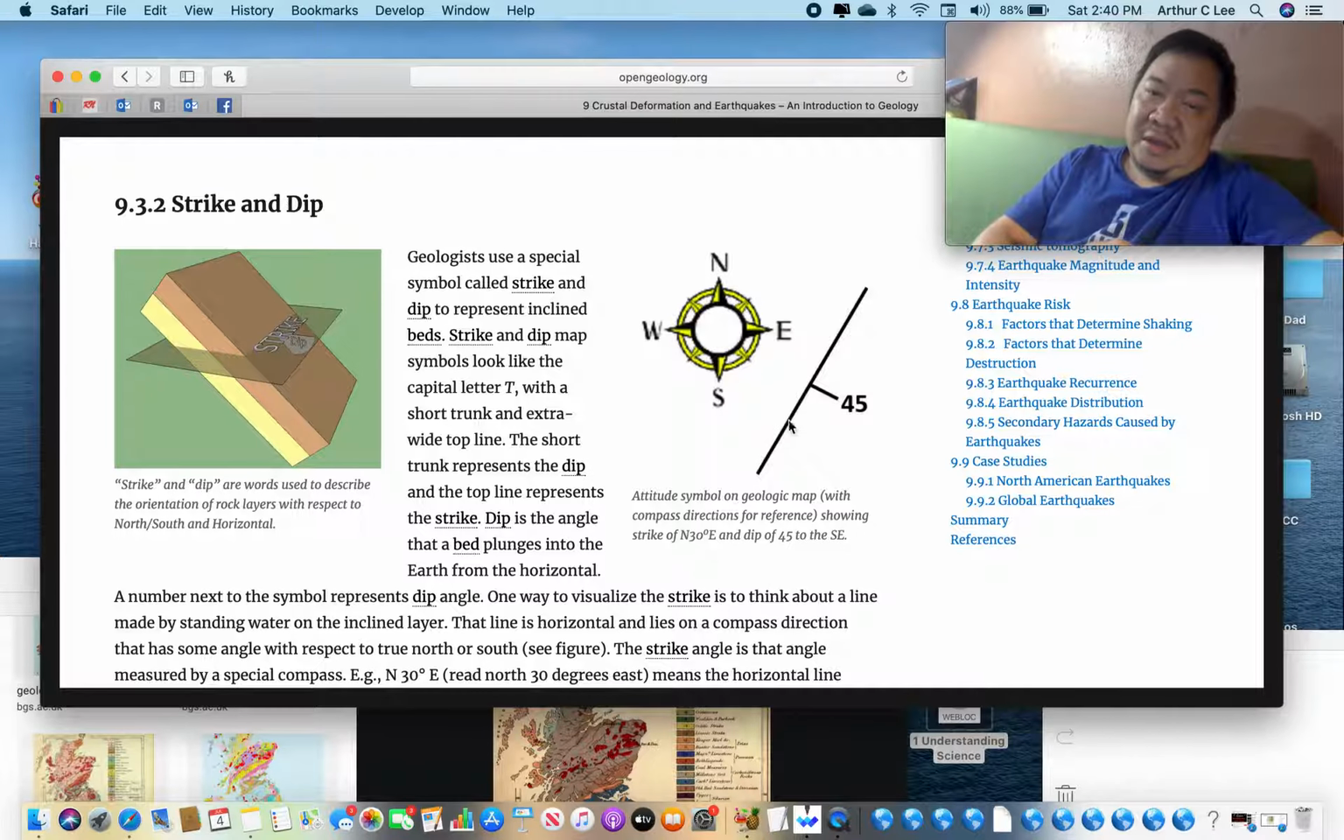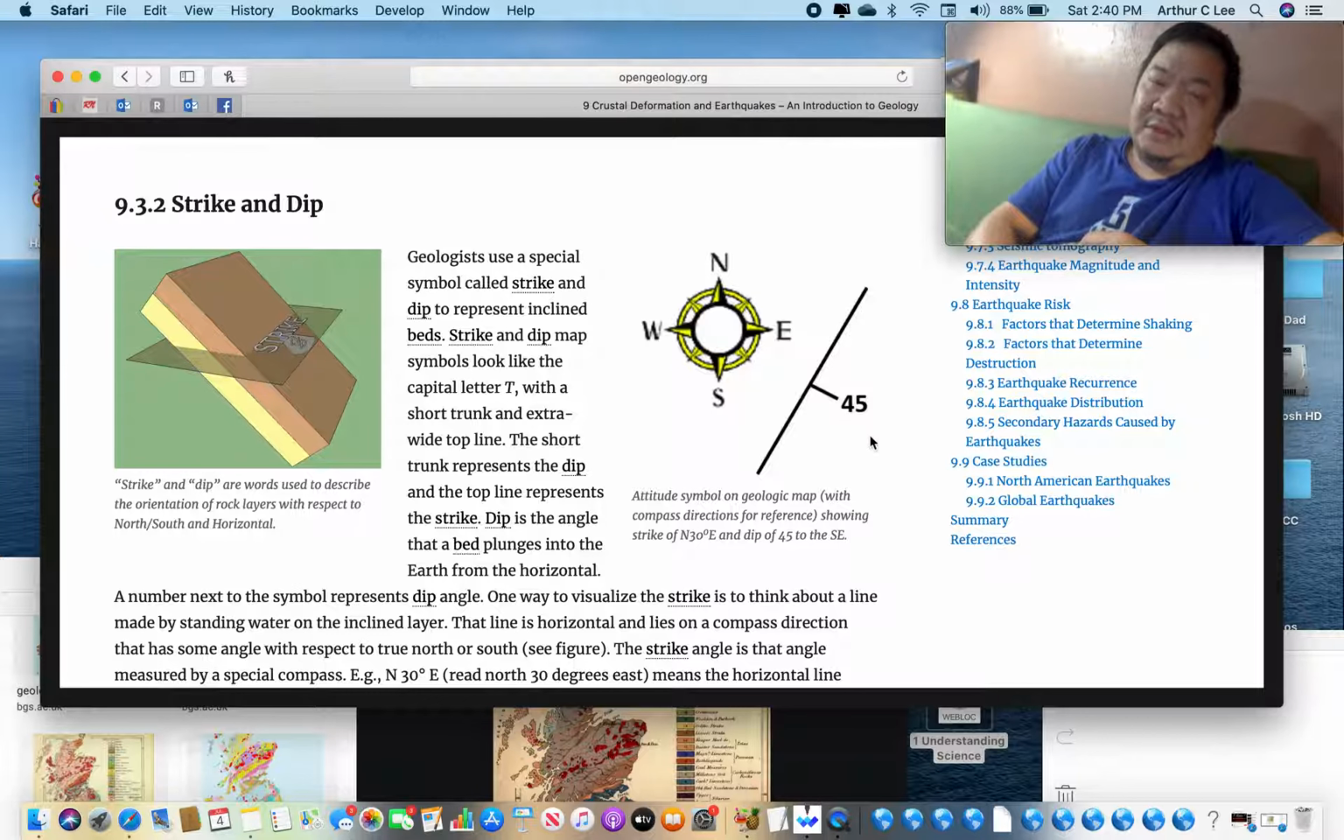The strike is the longer line, and it's always measured from north. So in this particular case, the strike depicted here is about north 20 degrees east. It's 20 degrees from north, so it's north 20 degrees east. The dip in this would be southeast at 45 degrees.